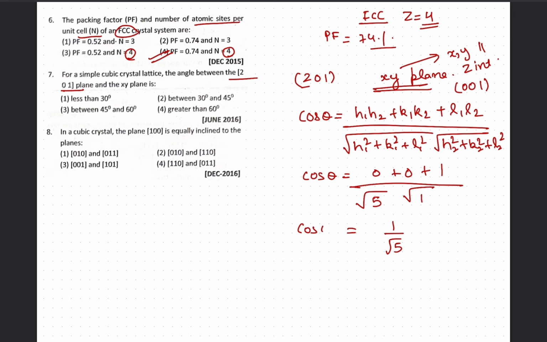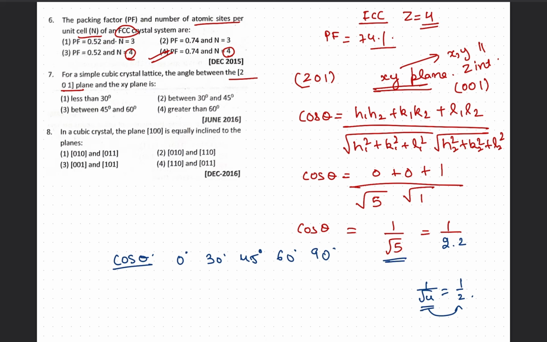So see, cos theta, its value will come, very simple. We know that root 4 is 2, so root 5 is greater than root 4, so it will be 2 point something, like 2.24 or something. So we know the cos theta values, if theta is 0 degree, 30, 45, 60 and 90, the values will be 1, here 0 because it decreases like this, 1 by 2, this is 1 by root 2, root 3 by 2, right?